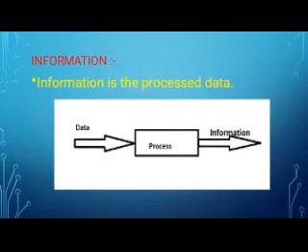Now we have seen what is meant by information. Information is the processed data. We have seen data is a raw fact. So the data can be processed and it gives the output as information. See the picture: data, process, information. For example, the data is adding two numbers 4 and 5. Process means addition. Then information is the result. For example, 4 and 5 we can add, the result is 9. So 9 is the information.